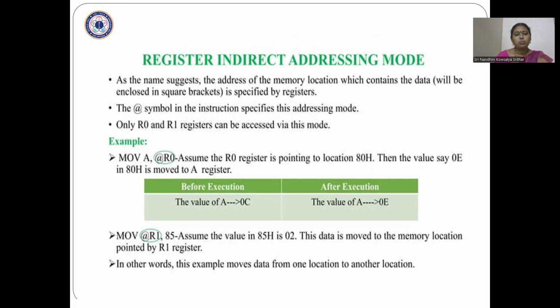In this example, we have MOV A, @R0. Assume the R0 register is pointing to location 80H. Then the value, say 0E, in 80H is moved to the A register. Before execution, the value of A is 0C. After execution, the value of A is 0E.